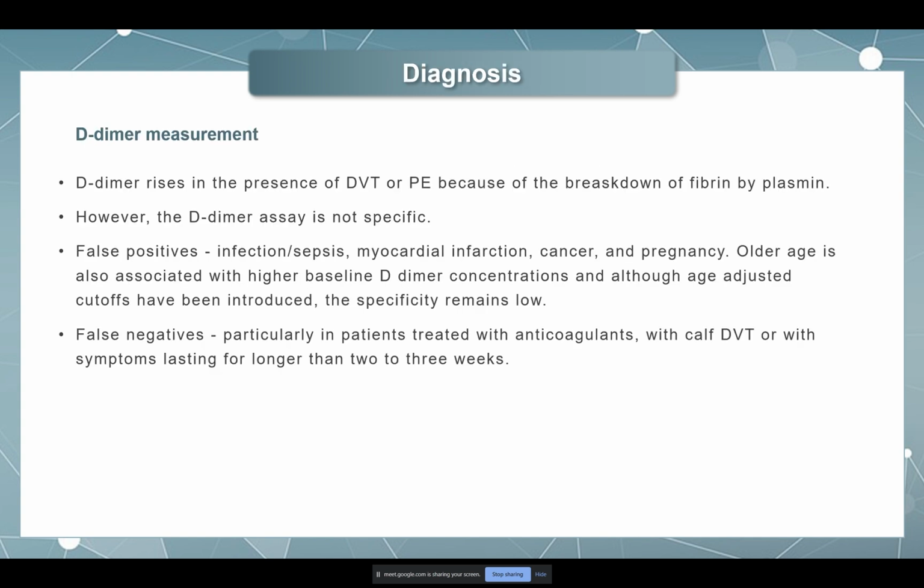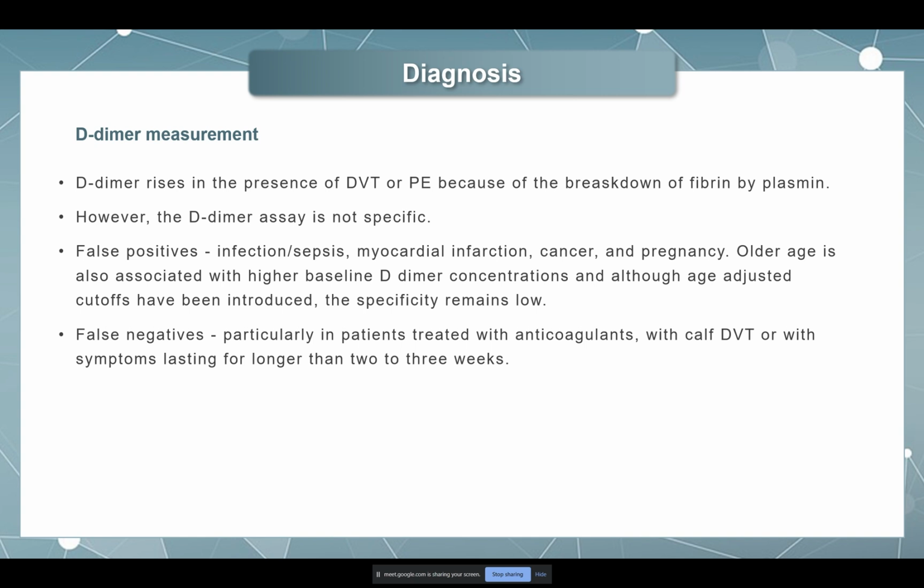So next one is the D-dimer. D-dimer is raised in the presence of DVT and PE because of the breakdown of fibrin by plasmin. However, the D-dimer is not specific. It may result as false positive for patients with sepsis, infection, myocardial infarction, cancer, pregnancy, even old age. It will raise the D-dimer. False negatives also occur, particularly in patients treated with anticoagulants or with a calf DVT, or the symptoms already lasting longer than 2 or 3 weeks.